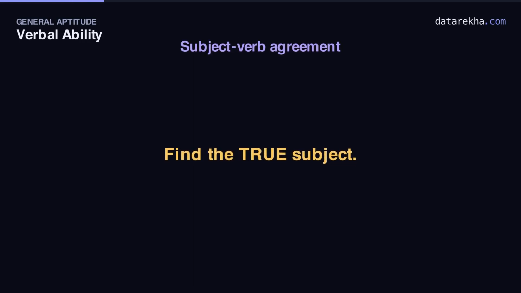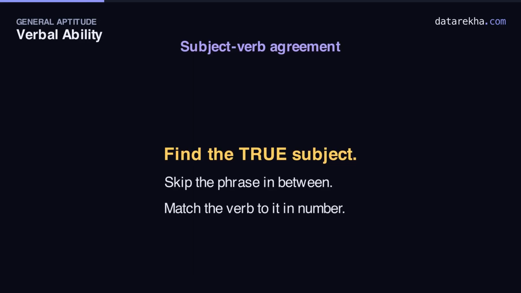Start with the most common shape of all. Subject-verb agreement. The verb must match the real subject, singular with singular, plural with plural. The whole trick is finding that real subject, because the sentence loves to hide it behind an extra phrase. So find the true subject, skip the phrase in between, then match the verb to it.